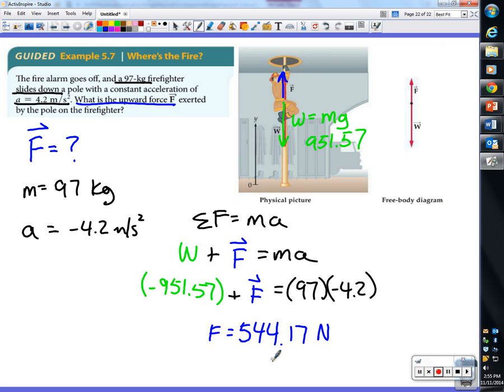And the fact that it turned out to be positive is good because in our picture it points in the upward direction, and that's the positive direction.